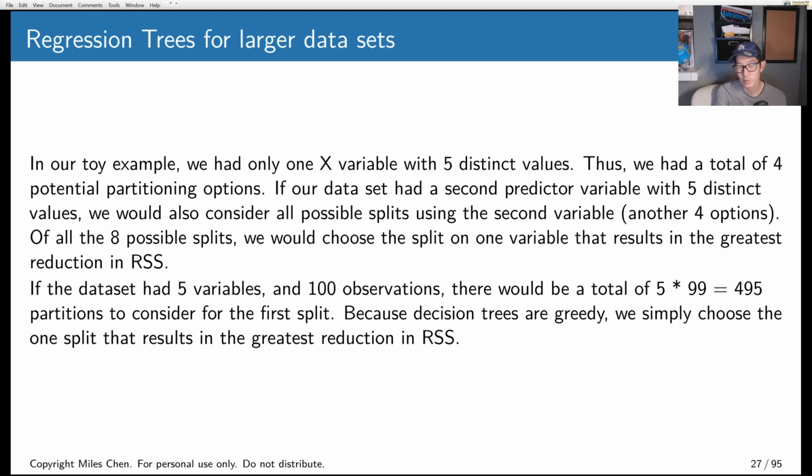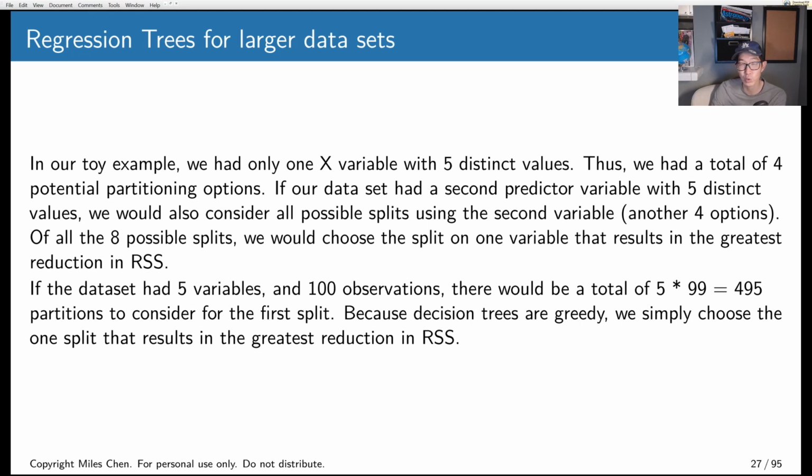So it was very simple. We only had one x variable, and we had 5 distinct values. Therefore, there were 4 splits to consider: between 1 and 2, 2 and 3, 3 and 4, 4 and 5. Let's say we had a second x variable. Then we would consider all of the possible splits using that one too, so we would have a total of 8 splits. We'd split between 1 and 2, 2 and 3, 3 and 4, 4 and 5 on x1, and then we would look at variable x2.